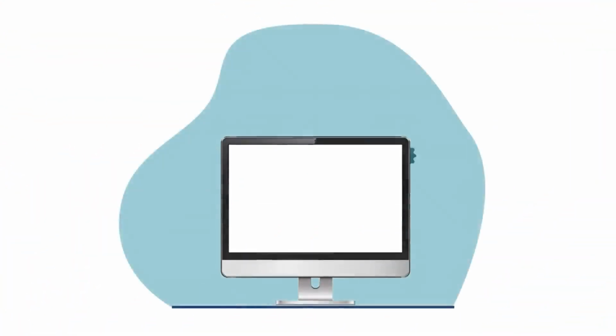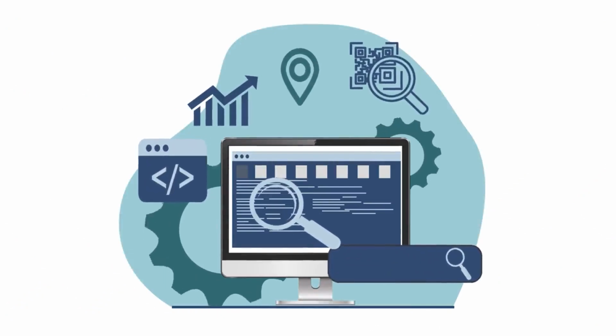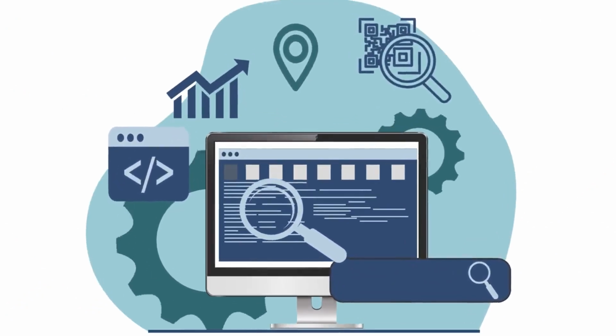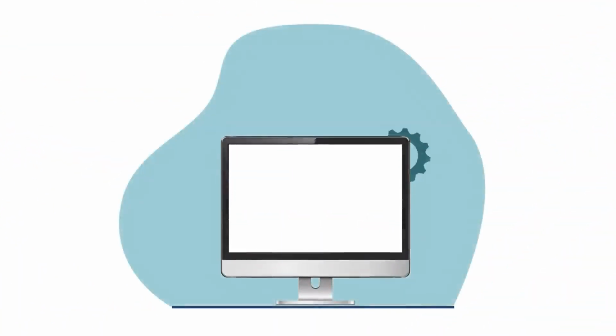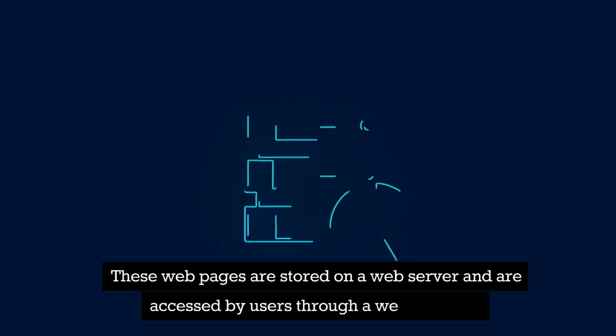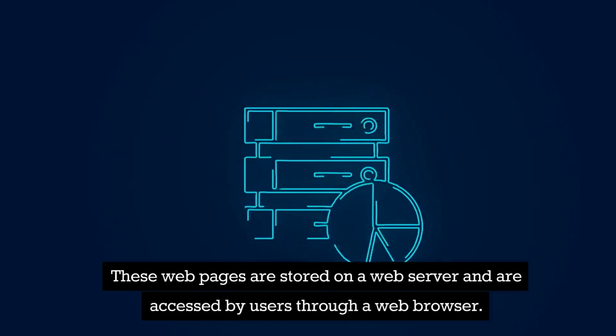At its core, a website is a combination of HTML, CSS, and JavaScript that work together to create the structure, style, and interactivity of the site. Now, these web pages are stored on a web server and are accessed by the users through a web browser.